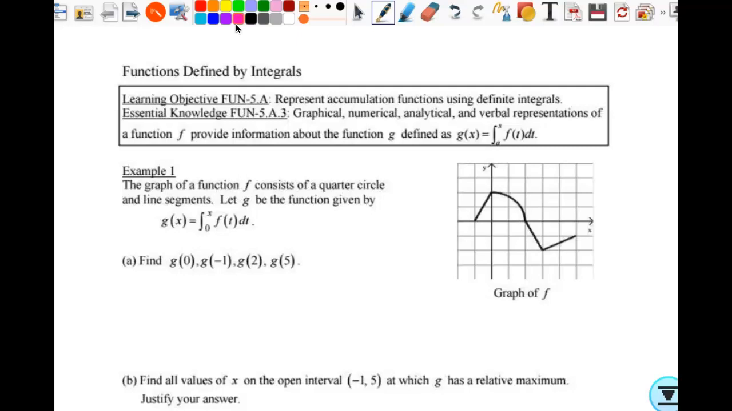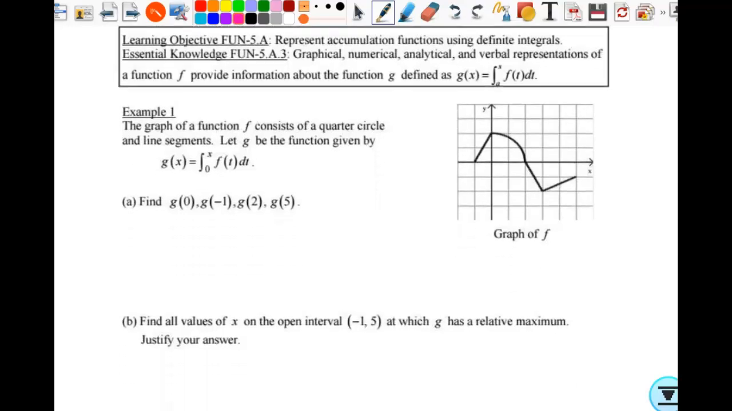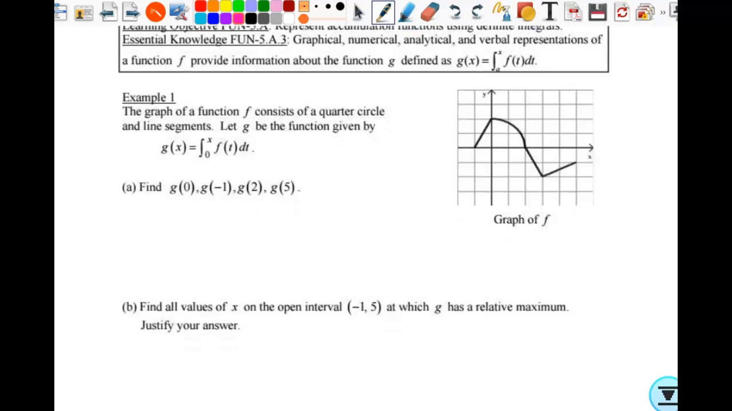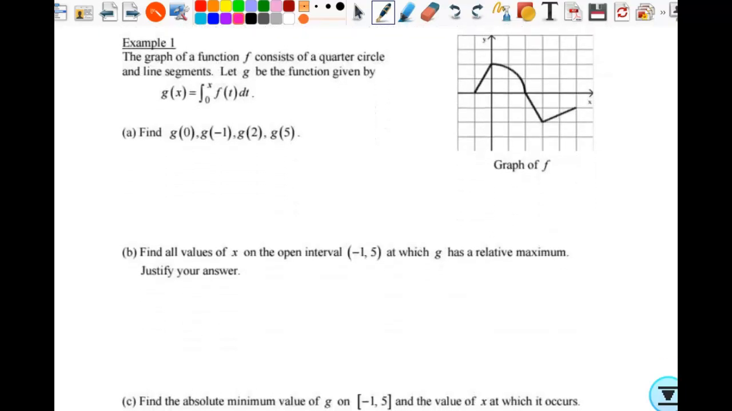All right, so we can have a function. This is what a function defined by an integral is. Okay, so g of x equals the integral from 0 to x of f of t dt. And remember, these variables have to be different.